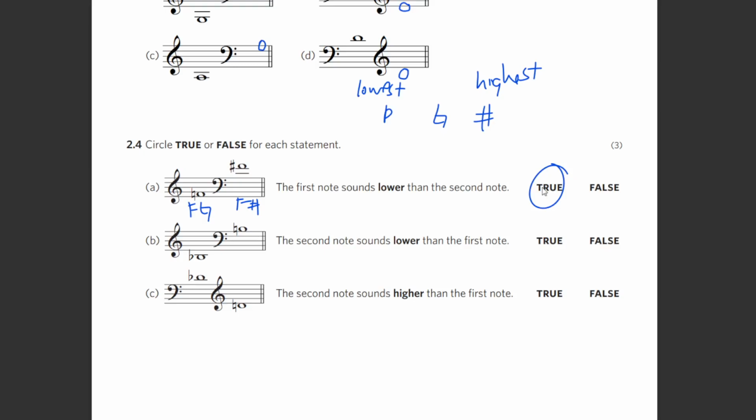Next, the second note, let's look at B. This is B flat, and this is B natural. So we know that flat is lower than natural. So the second note is lower than the first note is not true because the natural is higher than flat. So it's false. Next, this is D flat and this is D natural. They say that this second note here is higher than the first note, which is true because natural is higher than flat.